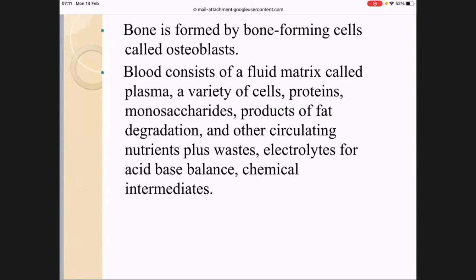So blood consists of a fluid matrix, which is called plasma, a variety of cells, protein, monosaccharides, products of fat degradation, and other circulating nutrients like waste, electrolytes, acid-base balance chemicals, and intermediates.